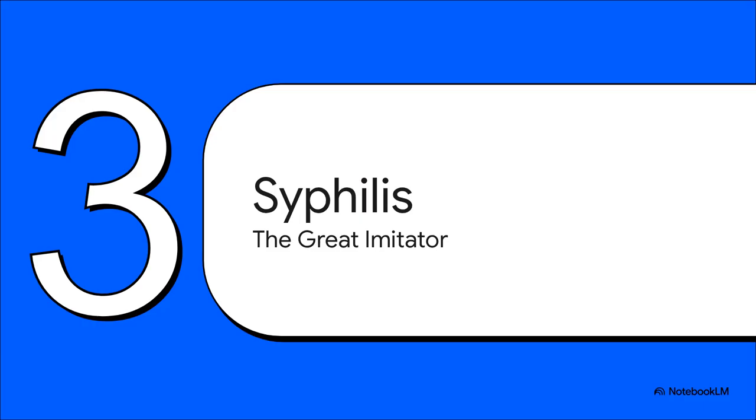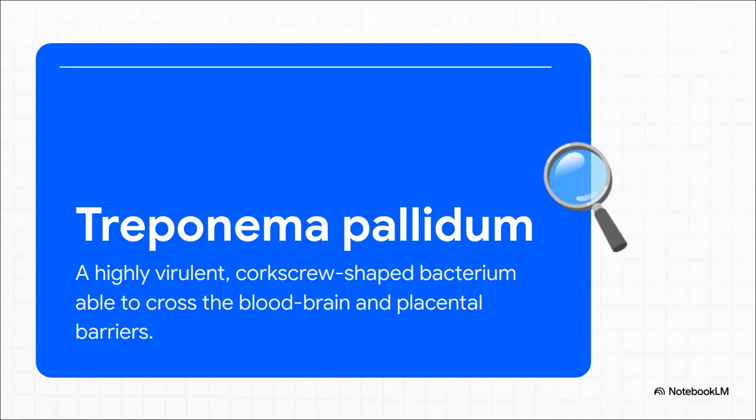Finally, let's talk about Treponema pallidum, the bacterium behind syphilis. For centuries, this disease has earned the nickname the Great Imitator because of its uncanny ability to mimic the symptoms of so many other illnesses. A lot of syphilis's success comes down to its shape. It's a spirochete, which means it's long, thin, and shaped like a corkscrew. This unique structure lets it literally drill its way through our tissues, making it incredibly invasive.